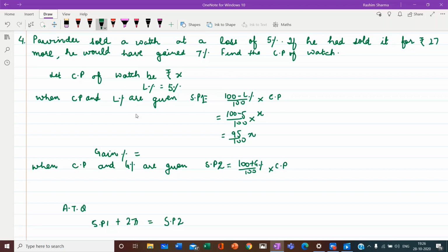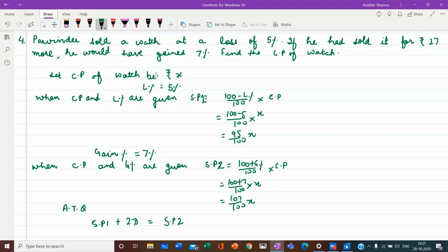Okay. Then if he sells it for rupees 27 more, he would have gained 7%. Let us find SP with a gain of 7% also, because CP will remain x only, and now gain percent is 7%. Then SP will be equal to 100 plus gain percent upon 100 into CP. So first SP we are writing as SP1, this is SP2 with gain percent. So when we put its value here, it is 100 plus 7 on 100 into x. So we get here 107 on 100 x.